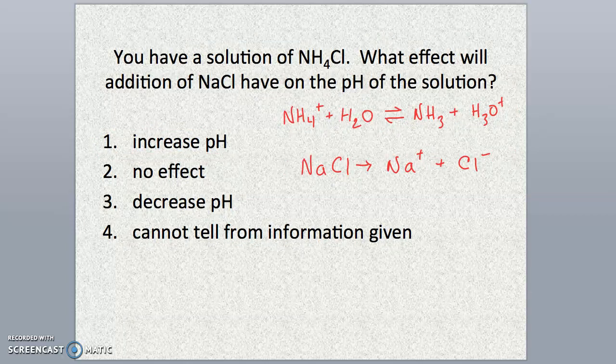Ammonium chloride is a salt. We will have to examine both ions. The chloride ion is a neutral ion. When we react this with water, the reaction would produce the strong acid HCl, which will completely ionize.